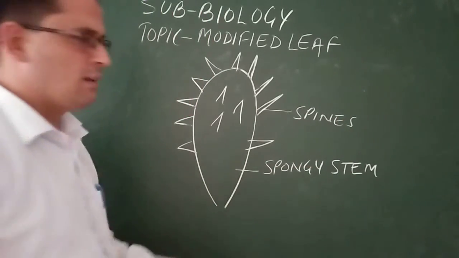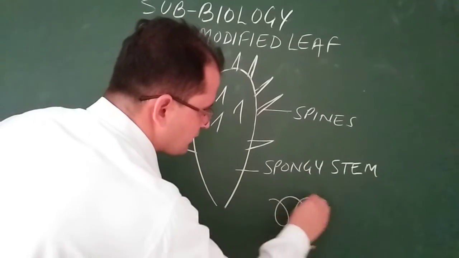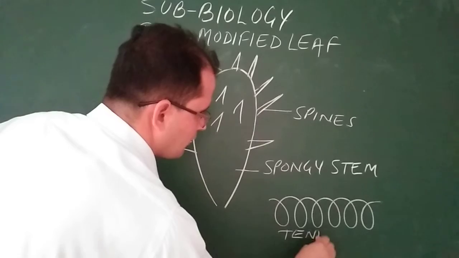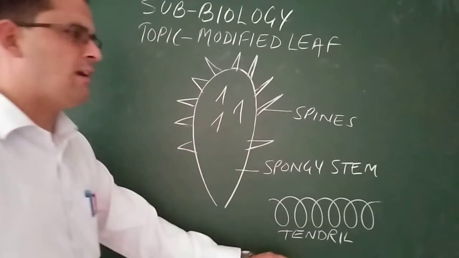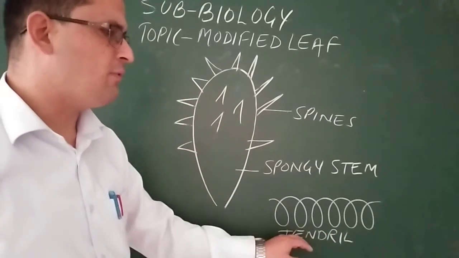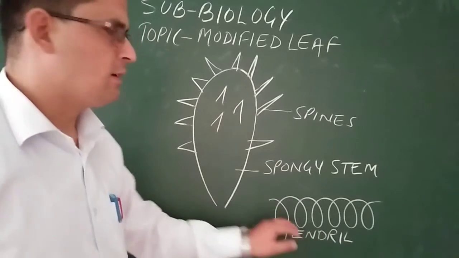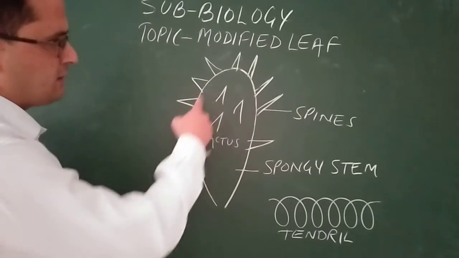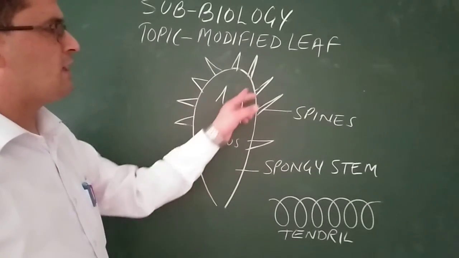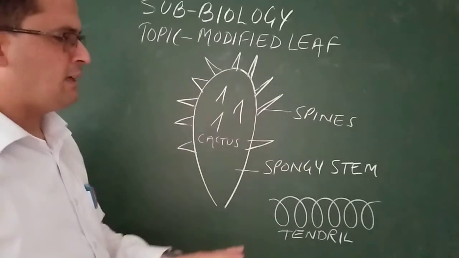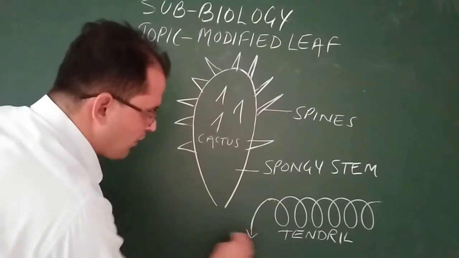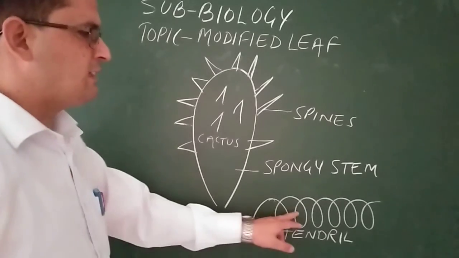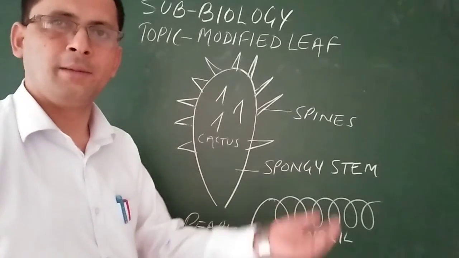In the same way, there is tendril, this spring shaped structure. This is known as tendril, and this tendril again is a modified form of leaf and it is found in pea plant. So this is the stem of cactus, and you can see over the surface of the stem there are modified leaves which are known as spines, and these tendrils you can find in pea plant. And this tendril helps plants to climb.